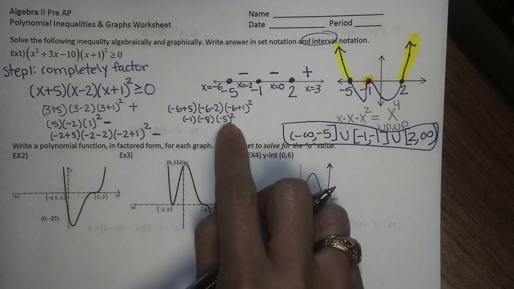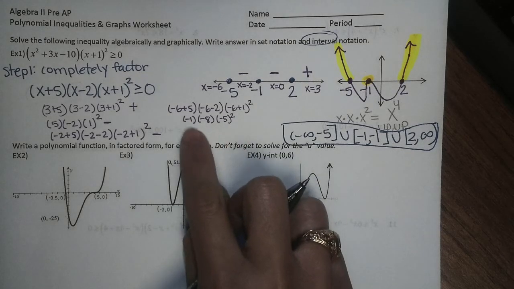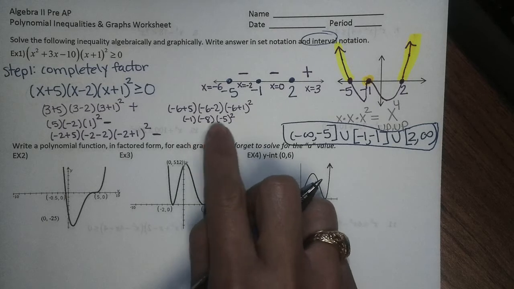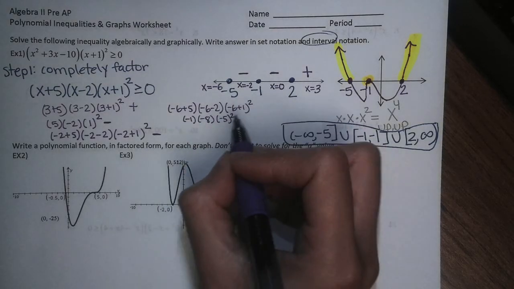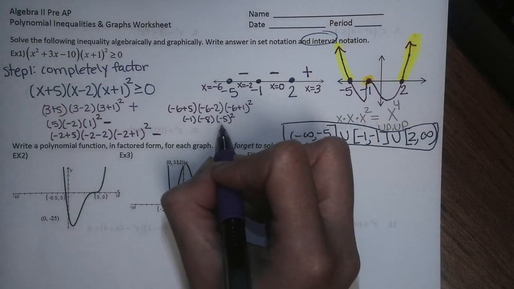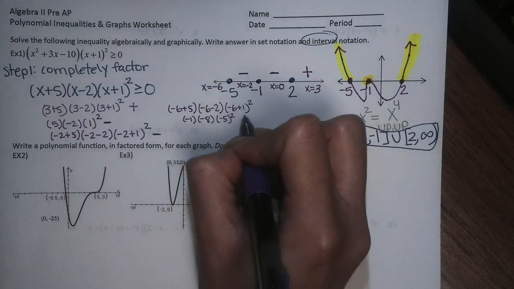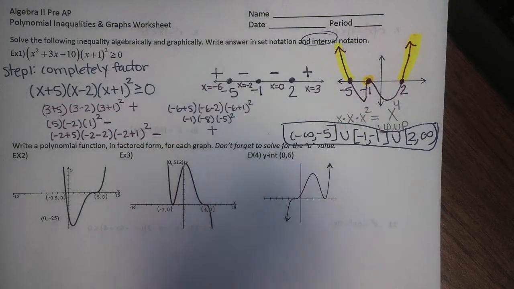So I have a positive 25 times a -8 times a -1. That just becomes a positive term, because negative times negative is positive. Negative squared is positive. So this is a positive situation.